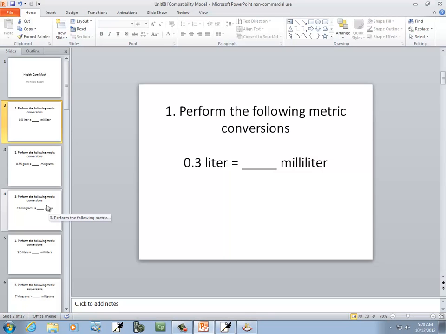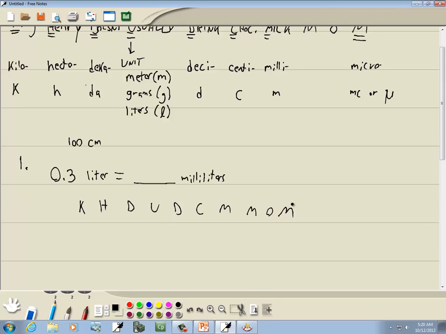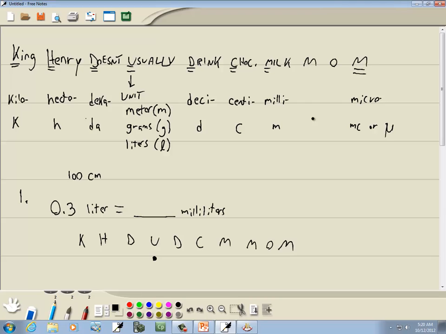So let's take a look at that. We've got 0.3 liters, and we want to change it to milliliters. King Henry doesn't usually drink chocolate milk, Mom. Let's put a dot where we're at. Liters is our unit, which is right here. Milli is right over here. So we want to move to this spot, which means moving our decimal place 1, 2, 3 places.